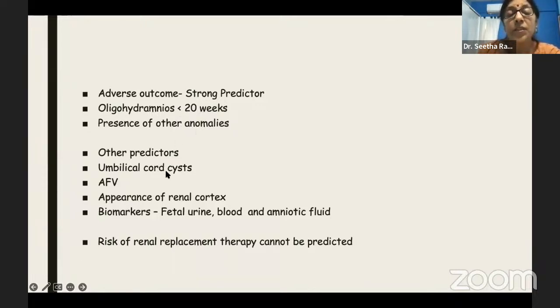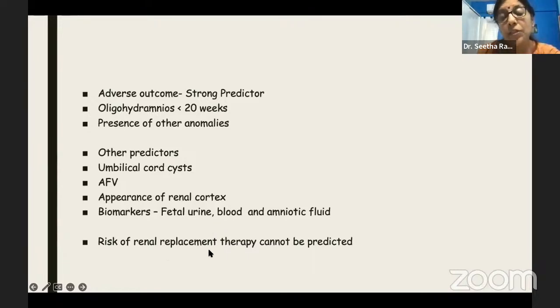But there are other predictors which are not as strong as these, like the presence of an umbilical cord cyst or amniotic fluid volume, because even in the presence of normal renal volume or normal amniotic fluid, you cannot predict that this baby is going to be fine postnatally. And of course, the appearance of the renal cortex, as we have seen earlier, whether obstructive dysplasia has caused loss of corticomedullary differentiation or not. And of course, biomarkers, which will tell exactly when we can intervene. So we have fetal urinary biomarkers, which are important.